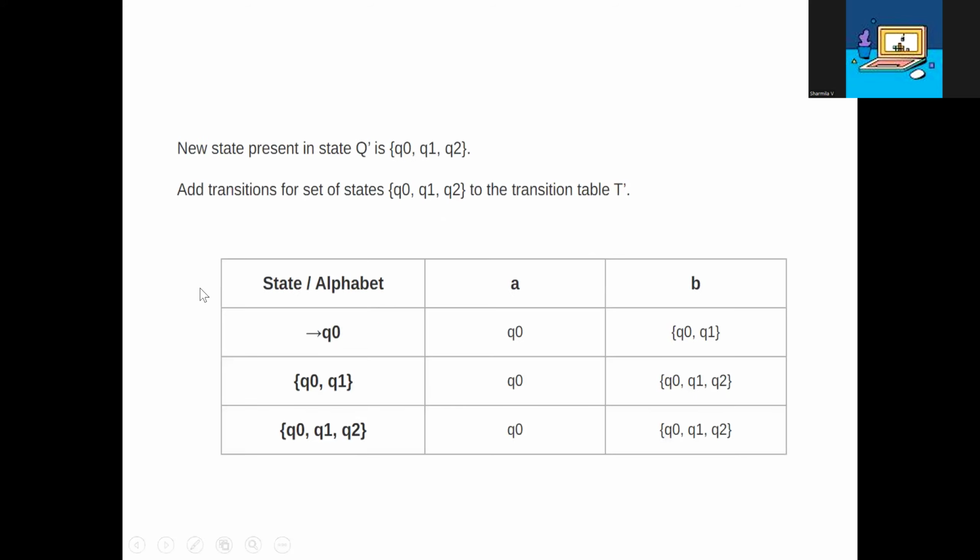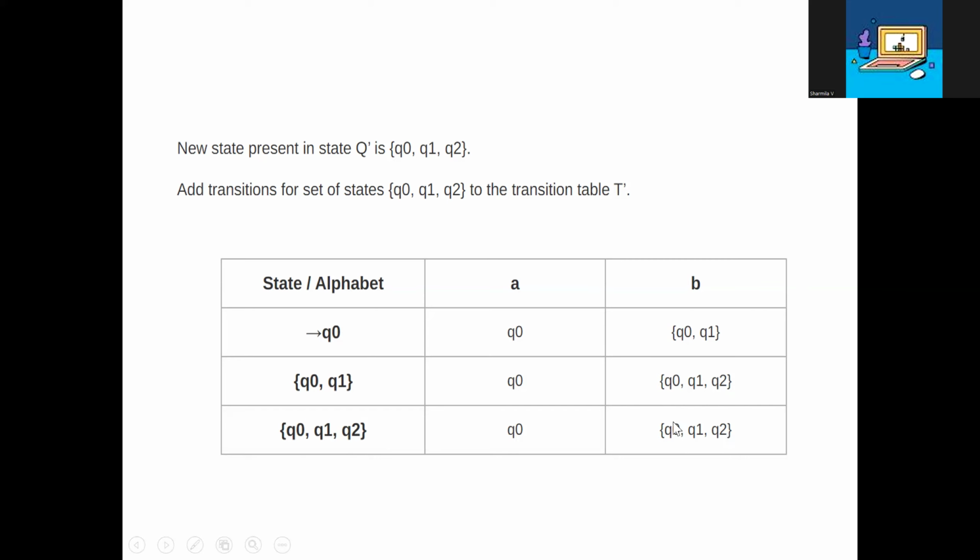For that, we draw a transition table for Q0, Q1, Q2. If we give input A to Q0, it goes to Q0. In Q1 there is no transition for A, and in Q2 there is no transition for A. Again for input B, Q0 goes to Q0, Q1. For Q1 on input B, it goes to Q2. In Q2, if you give B, it will not go anywhere. So the result is Q0, Q1, Q2.